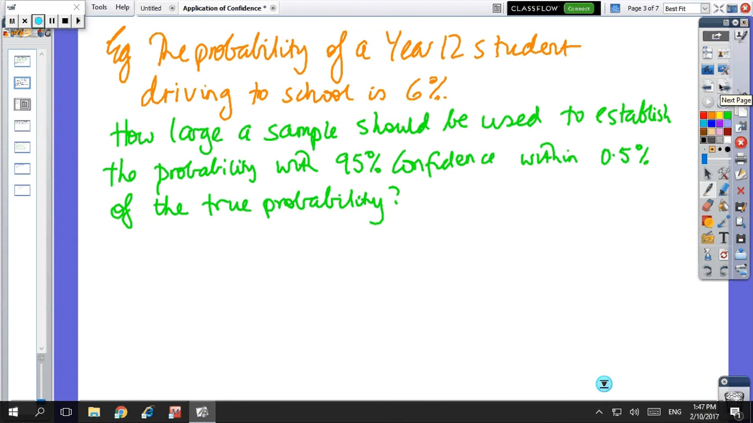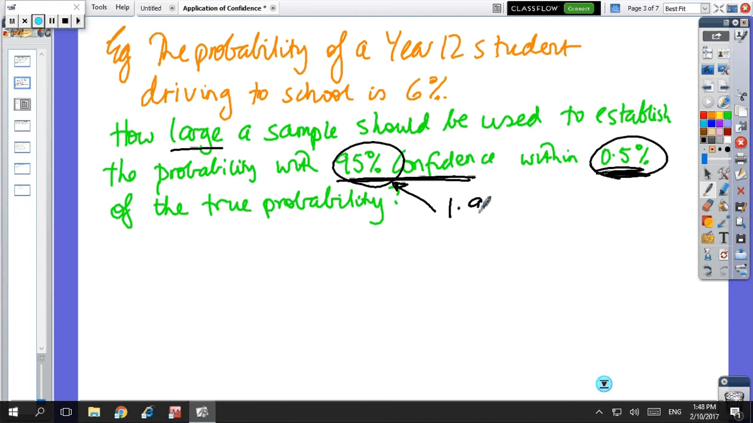Okay, so the probability of a Year 12 student driving to school is 6%. Question is, how large a sample would be needed to have a high confidence level within 0.5% of the true answer? So we've got high confidence and we want to be very accurate. We're going to need a fairly large sample, and so this is how it's worked out. So with a 95% confidence from previous work, the Z-score is going to be 1.96, and this answer here is 0.05.